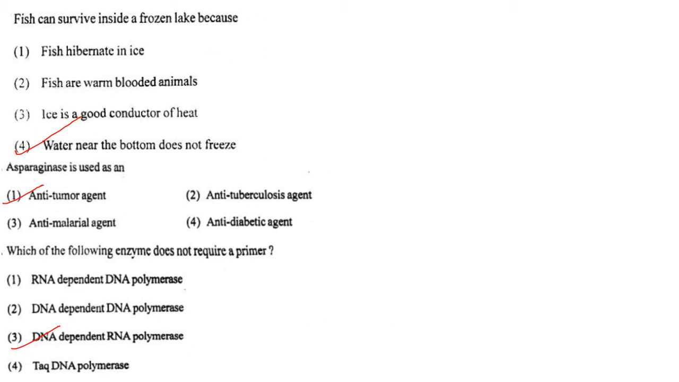Next one. Fish can survive inside a frozen lake because option 1, fish hibernate in ice; 2, fishes are warm-blooded animals; 3, ice is a good conductor of heat; 4, water near the bottom does not freeze. Answer is option 4, water near the bottom does not freeze.